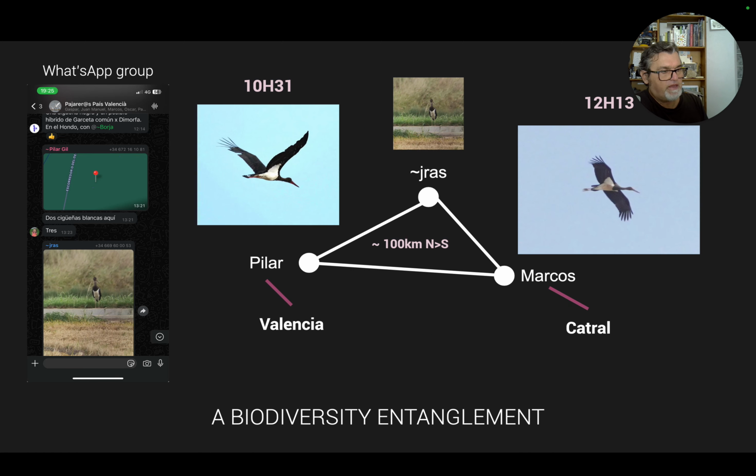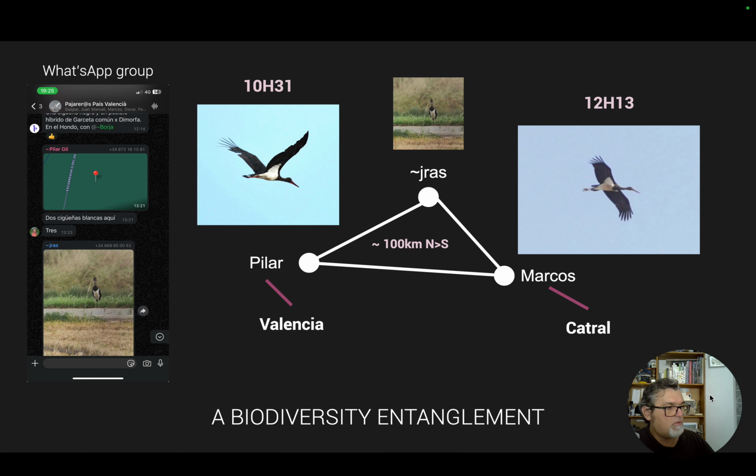An interesting case is that I am a member of a WhatsApp group, a local group where people share their observations of rare birds in the Comunidad Valenciana in Spain. And each time someone sees a rare bird, they take a picture if they can, and they at least write a description and share the location. And you can see here a black stork. This black stork has been seen at 10:30 by Pilar in Valencia, and a few minutes later has been seen by Giras in another location, more to the south, and it has been seen by Marcos in Catral at 12:13. So wow, that's probably the same bird. So there is here an interesting entanglement between people, species, ecosystems and locations. Something very special is happening.